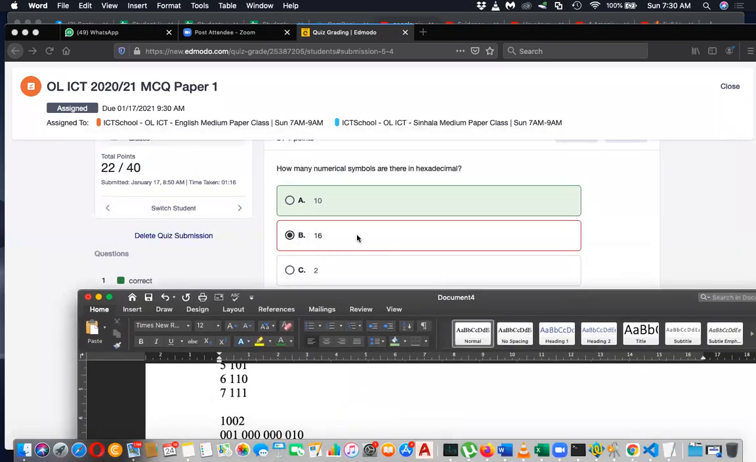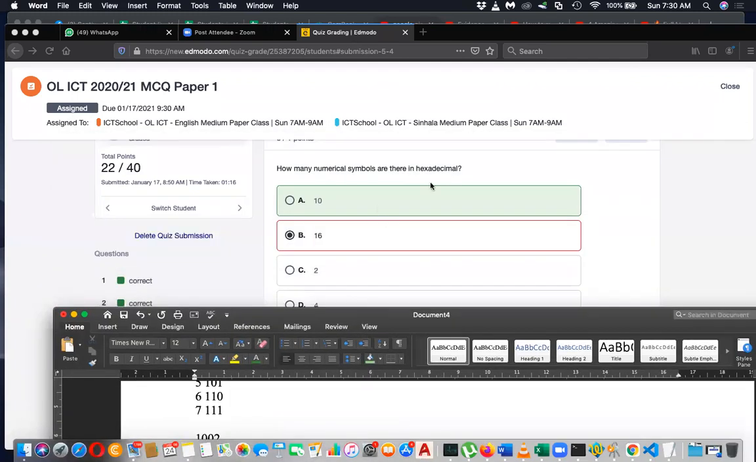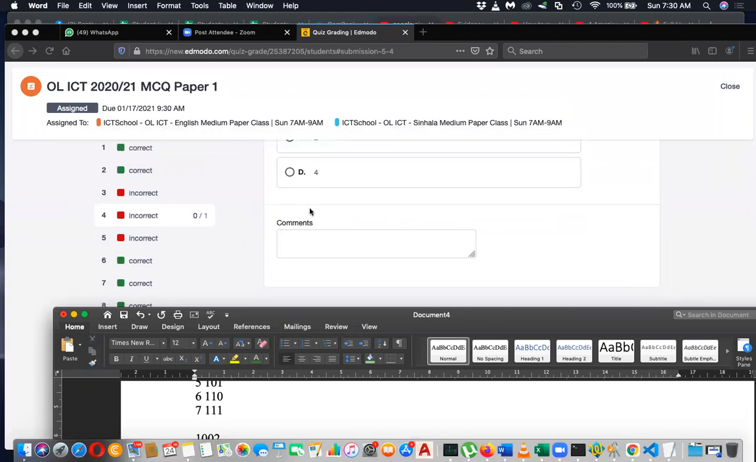16 symbols, that is correct. But 10 numerical and 6 alphabetical. All together it is 16. They are asking about numerical symbols. So the answer is 10. Next one. Understood?